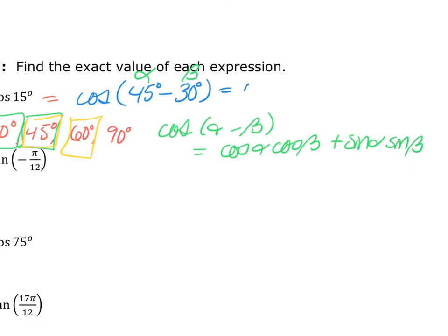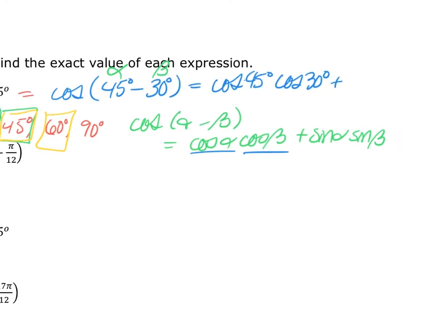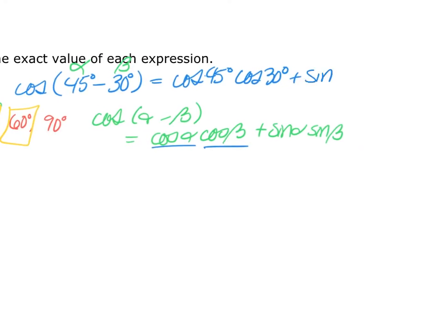So this is going to equal the cosine, and what is my alpha? 45. So cosine of 45 degrees. That's that part. Then I'm going to do the cosine. What is my beta? That's that part. And then plus the sine of, what's my alpha again? What's that part? What is my beta?